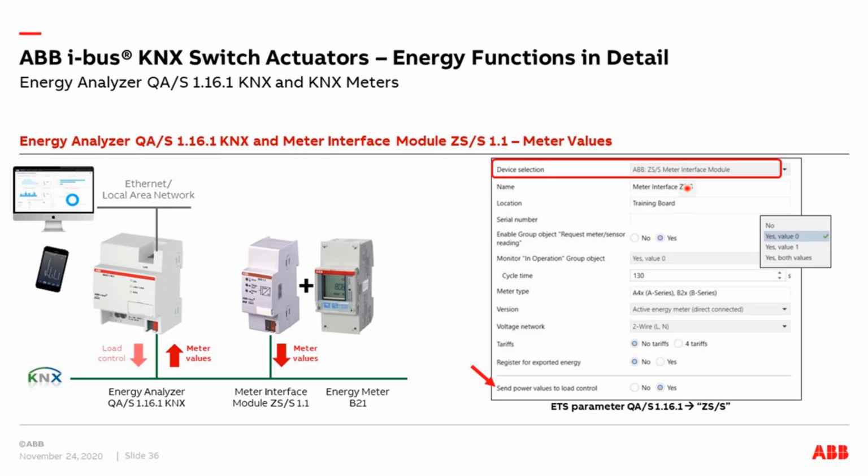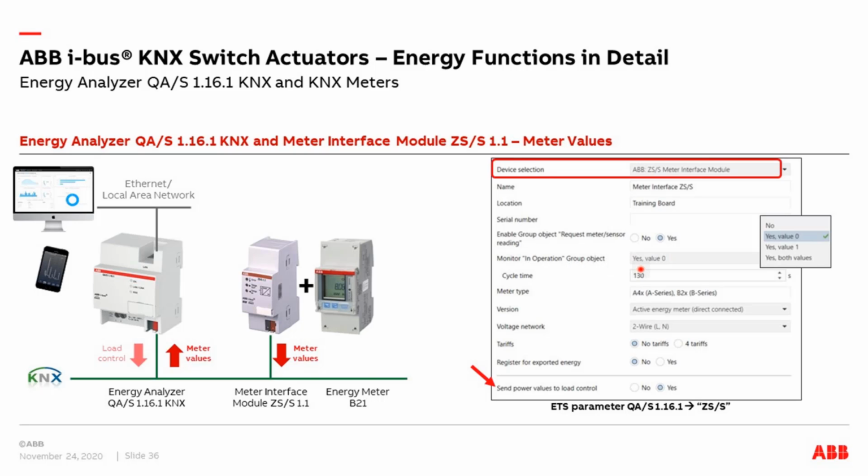So at first I can enter here a user-friendly name, the location of the meter, a serial number. The next parameter is a group object, request meter sensor reading. When I say yes, the energy analyzer sends a telegram, a 1-bit request to the meter interface, and the meter interface responds with the meter values. And I can also monitor the communication between the meter interface and the energy analyzer.